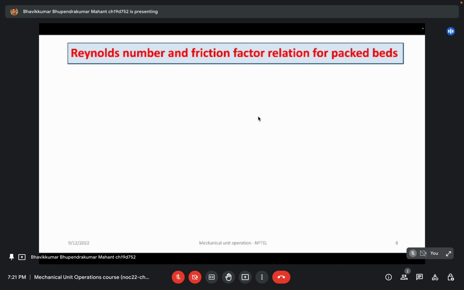Now there is one more important part of this chapter: a Reynolds number and friction factor based relation for packed beds. I just want to use that equation in my presentation for revising purposes, or for revisiting the professor's lecture. So I am just reminding you, and you can use it if required.